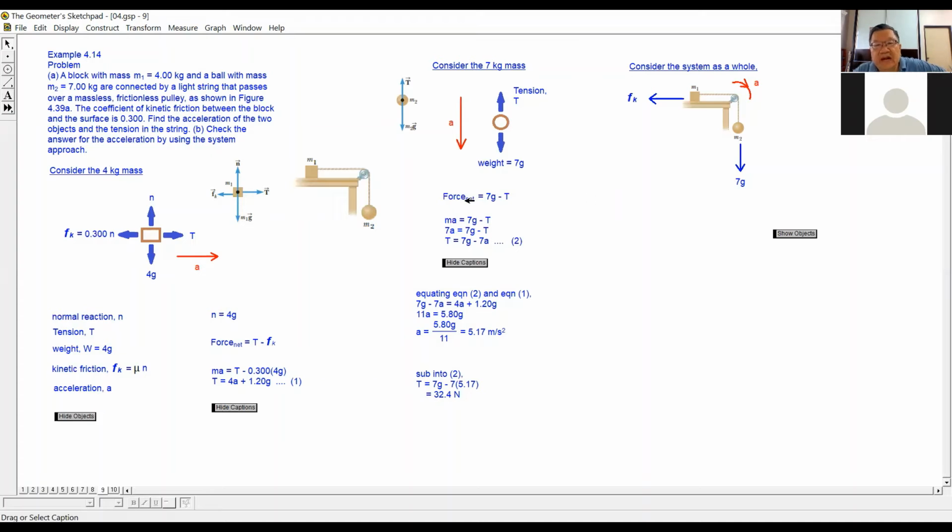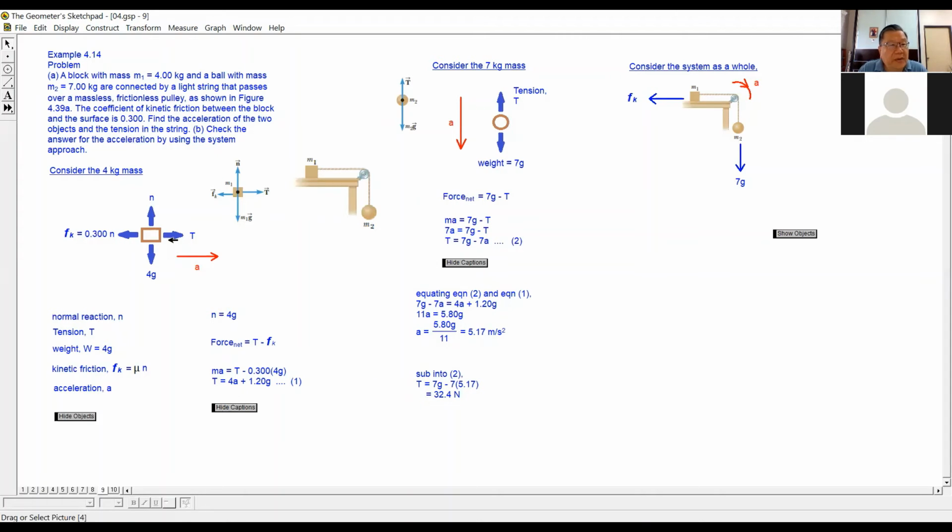So we say that the net force equals the bigger force, 7g minus the tension in the string. To know which one is the bigger force, you see where the object is moving. The object is moving in the direction of the bigger force. The object is moving downward. That means the downward force is bigger than the upward force. So to find the net force, we use the bigger one, which is 7g minus T.